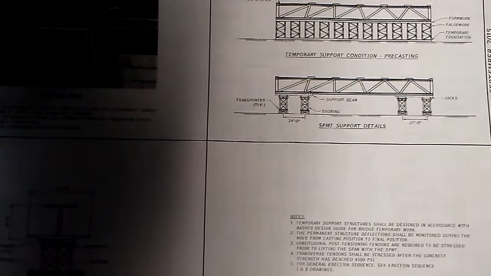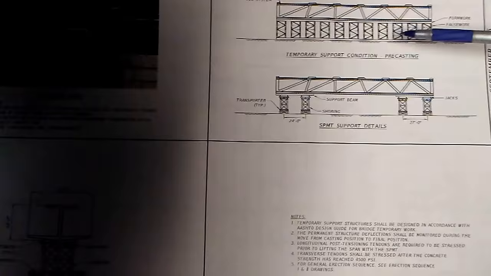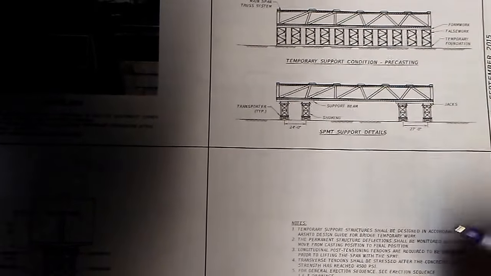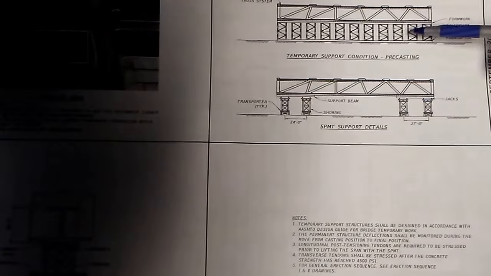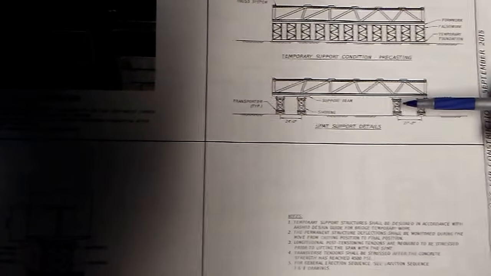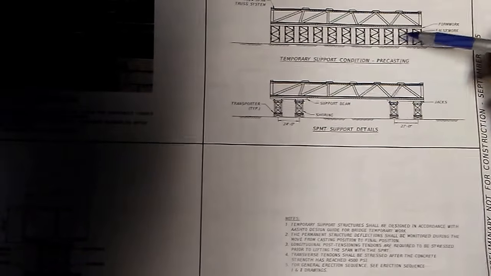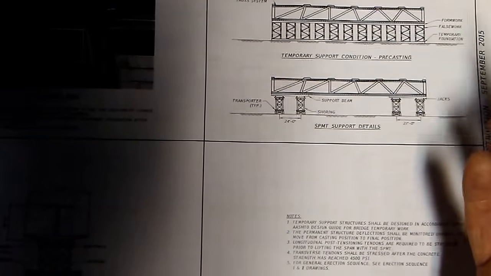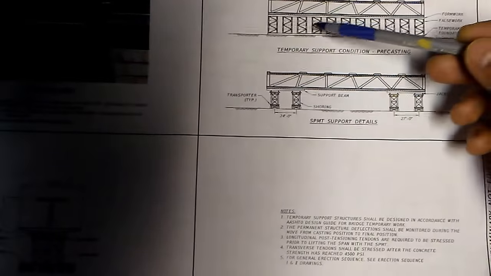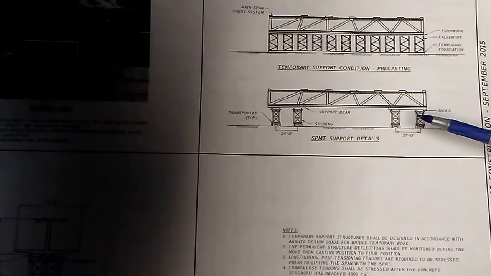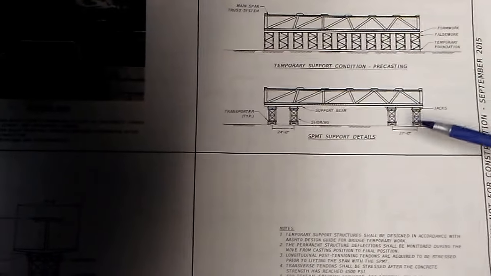They lift the bridge up off of the false work, and then the remaining false work towers can be removed as well. So false work portions are removed, transporters are brought in to replace those removed false work towers. The transporters then lift the bridge up off of the remaining false work so that the full weight of the bridge is now on these SPMTs.